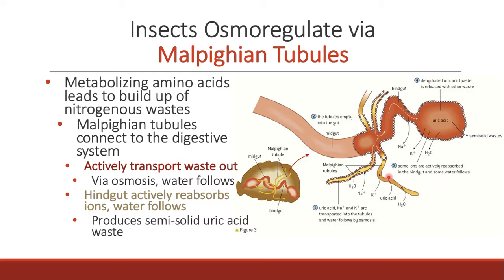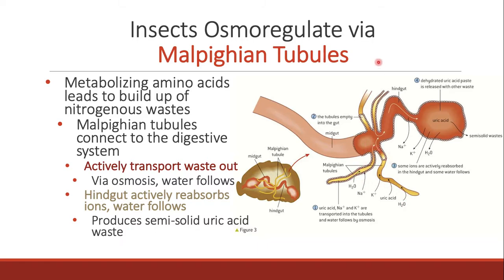Actually, I'm going to correct myself. Water is not going to be pumped in. Water is going to go through by osmosis. So if you pump sodium and pump potassium and pump uric acid, you're basically moving solute from out here to here. That causes these tubules to become hypertonic, causes the outside environment to become hypotonic, and water will follow solute wherever it's being pumped. So because the solute's being pumped into the Malpighian tubules, water is going to follow.